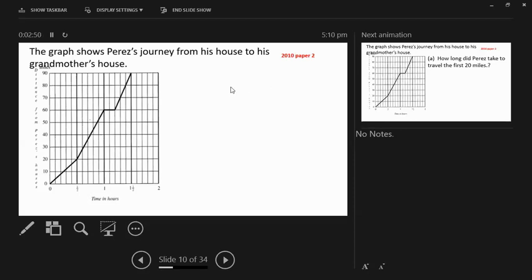Good. Now, the graph shows Perez's journey from, let me use my pointer. Okay, the graph shows Perez's journey from his house to his grandmother's house.